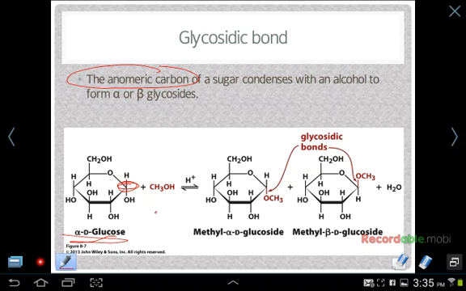Now, if we have methanol in the presence of acid, we will see that the methanol group displaces the hydrogen. You also produce water on this condensation reaction, and you form a glycosidic bond with the methane. Okay? Now, depending on where the methane is oriented, you can either have the alpha glycoside or a beta glycoside, again, if it's below or above the ring.